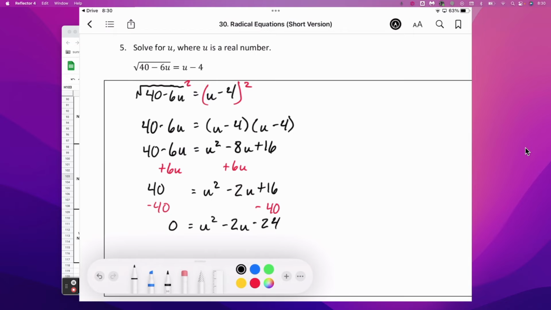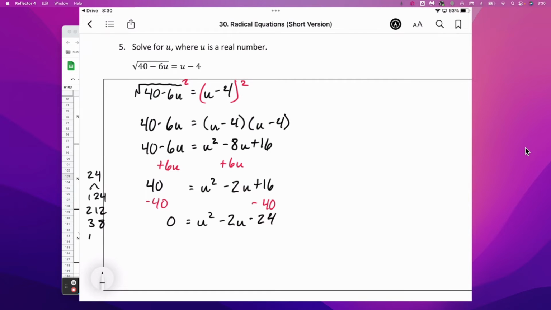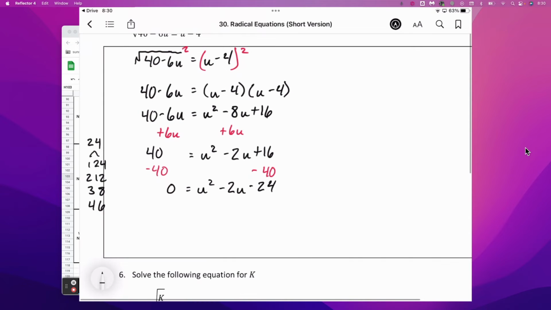And so what we need is factors of 24. 1 and 24. 2 and 12. 3 and 8. 4 and 6. And that's going to be all of them. And so we need factors of 24 that make 2. And so I'm going to choose 4 and 6, a positive 4 and a negative 6. So 0 is equal to u squared plus 4u minus 6u minus 24.